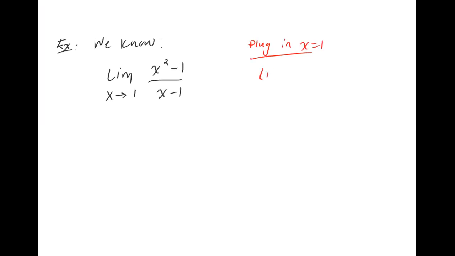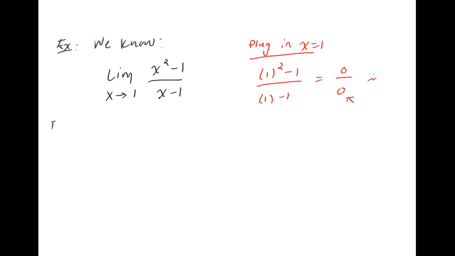I would try 1 squared minus 1 over 1 minus 1, which is 1 squared is 1, minus 1 is 0, over 1 minus 1 is 0. So we have an issue here. I can't directly evaluate because I have division by 0, which is undefined. But I knew, this was back in chapter 1, how to kind of fix the problem.